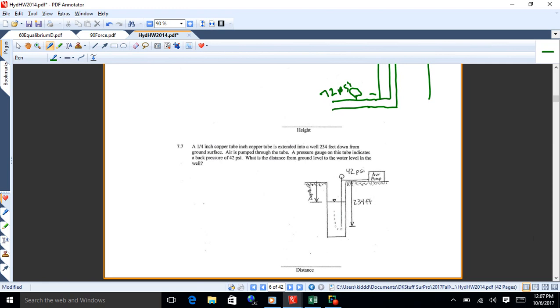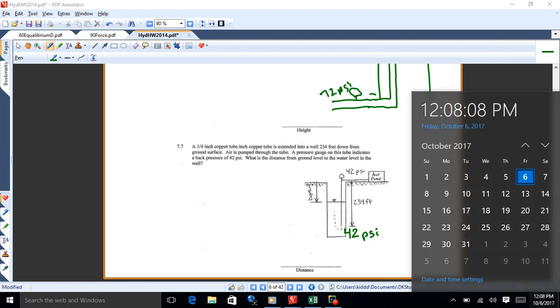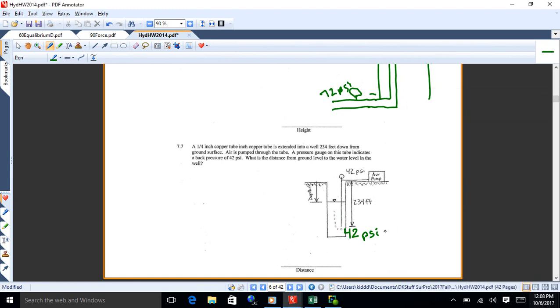If that gauge reads 42 psi at the top, air is so light that there probably is a pressure pretty darn close to 42 psi down at the bottom too. It's different than water. So you're assuming that that pressure gauge is telling you the pressure required to push the water out. Now you can convert that into feet of water, and that will tell you how much water is sitting on top of that tube.